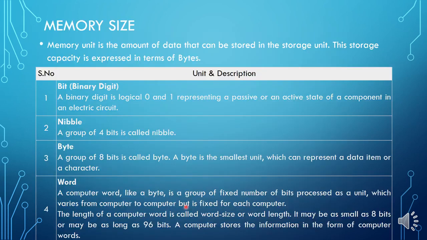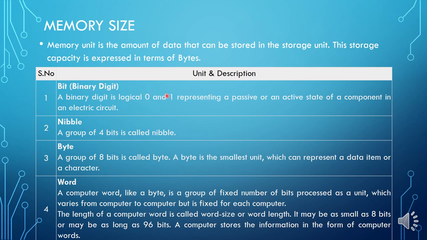Now we are going to see about memory size. What is memory size? Or you can say memory unit is the amount of data that can be stored in a storage unit. This storage capacity is expressed in terms of bytes. There are 4 types of units and their descriptions are given here.